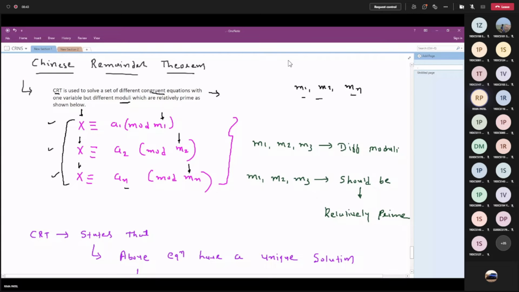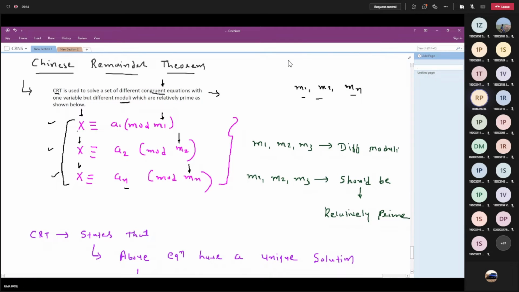Now you can just observe the statement again and you can see that yes, we know each and everything now. Different congruent equations, we know about them. Then we know about moduli. What do you mean by moduli? This m1, m2, m3. And relatively prime, so yes, we know how to check whether two numbers are relatively prime or not. So now it will be easy for us to understand and solve this equation.